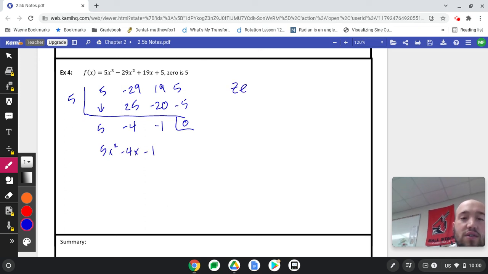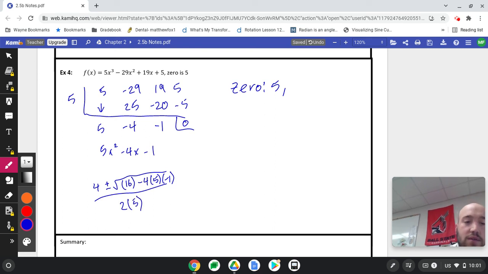And we just showed that the zero does work, the first zero. So 5 is one of our zeros. Okay. Negative b, so that'll be 4, plus or minus the square root of b squared. So that's 16 minus 4 times 5 times negative 1. All of that over 2 times a, which in our case is 5. So negative 4 times 5 is negative 20 times negative 1, that's positive 20. So if we add that to 16, we'll have 36. So 4 plus or minus the square root of 36 over 2 times 5 is 10.